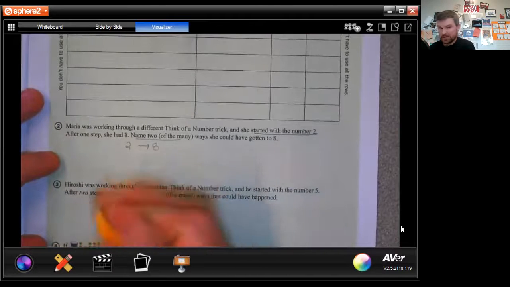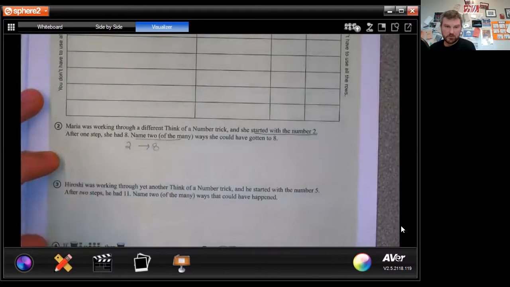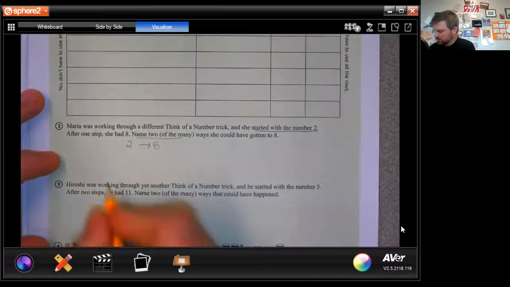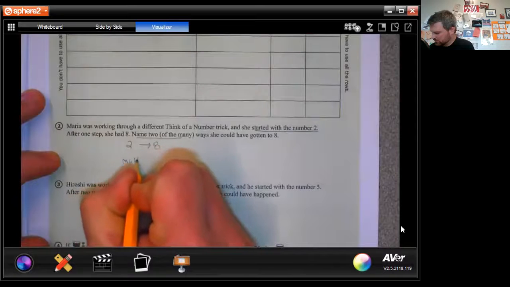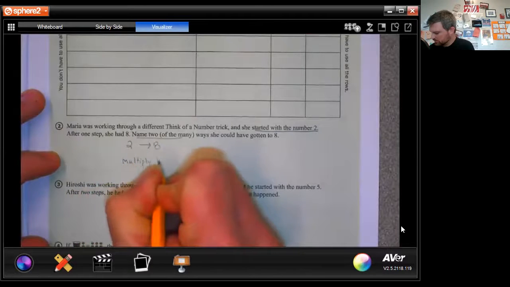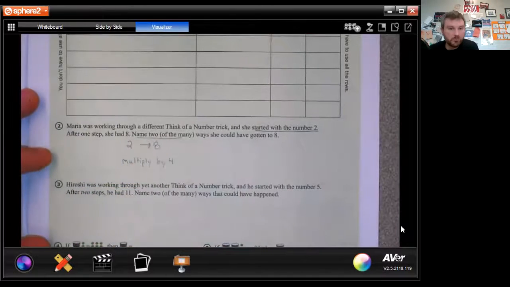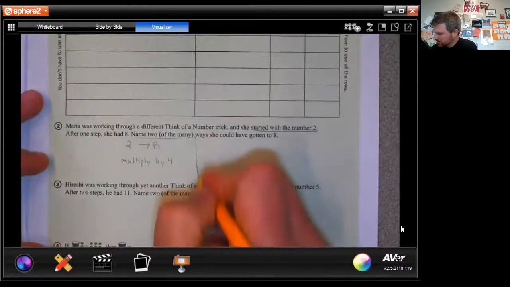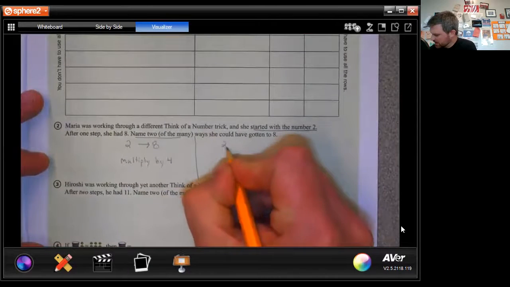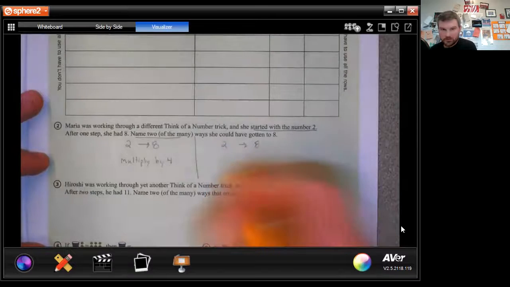The first thing I think of, which may not be the first thing you think of, is we just multiplied by 4. If you take 2 and multiply it by 4, you get 8. It has nothing to do with buckets or marbles or anything like that. It's just numbers. So you're going from 2 to 8. I want you to write your own, okay?